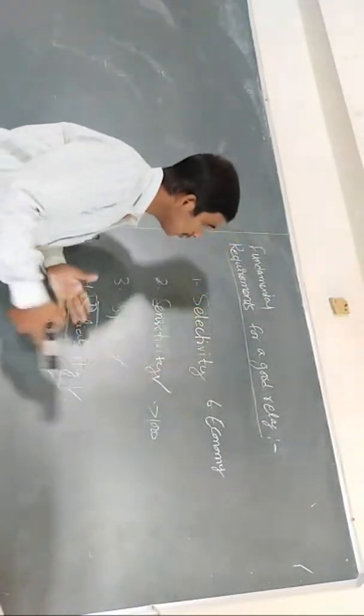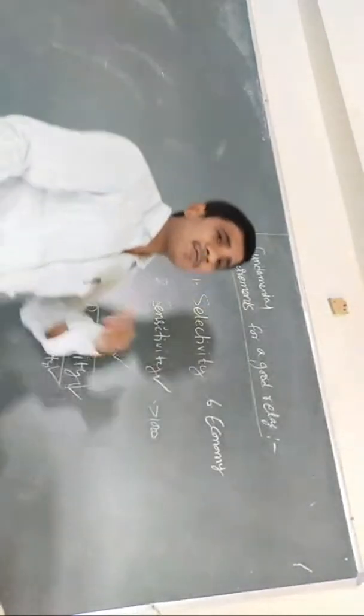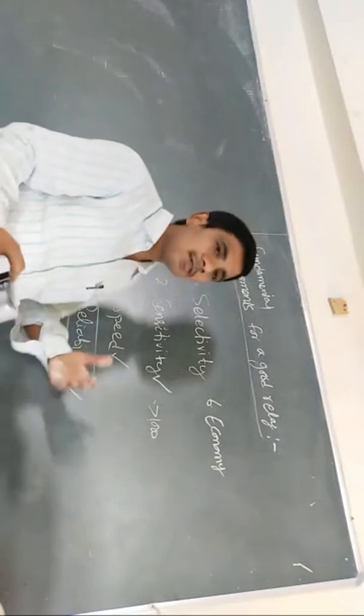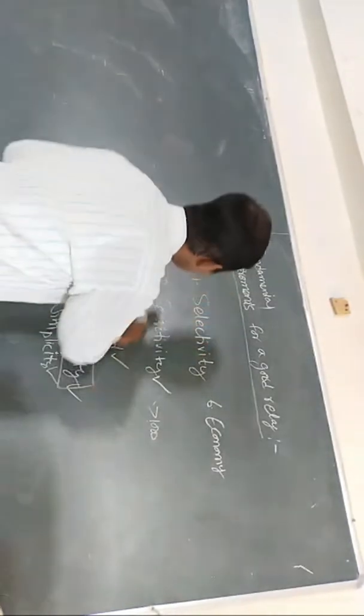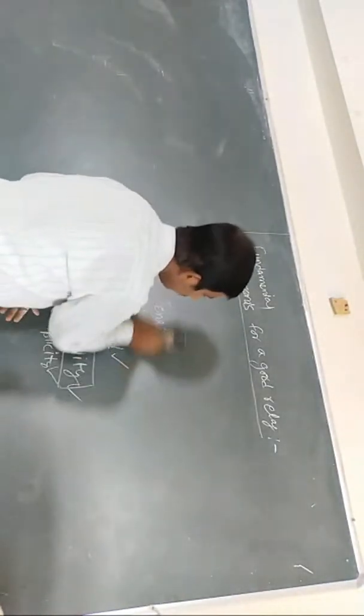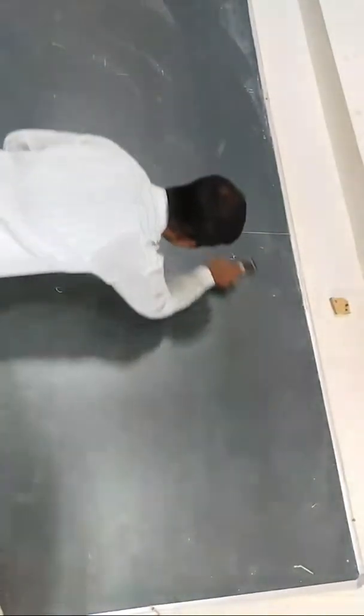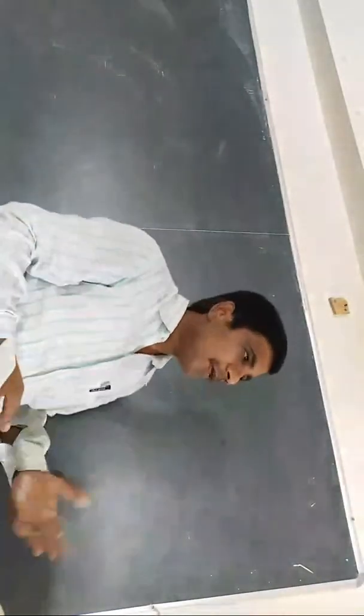These are the fundamental requirements for a good relay, for construction, selection, and understanding purposes. Now we go for electromagnetic relays. What is a relay? What are the requirements of a relay? Some basic requirements are simplicity, economy, speed, and reliability. Those are the fundamental requirements for any good relay.